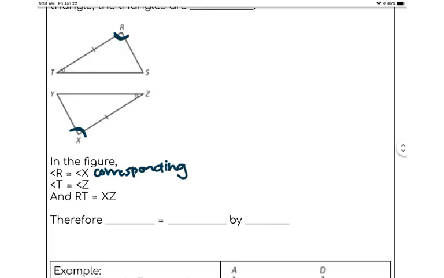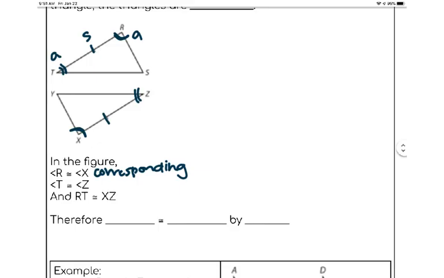Then it tells me that angle T is congruent to angle Z. That's why there are two lines there. And now we have that RT is congruent to XZ. Those corresponding sides are congruent, and it's shown by that line that goes on the side. So we have an angle, a side that is included, and another angle. So we have ASA. Therefore, these two triangles are going to be congruent to one another.